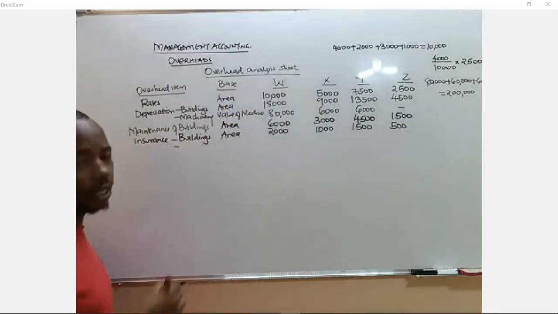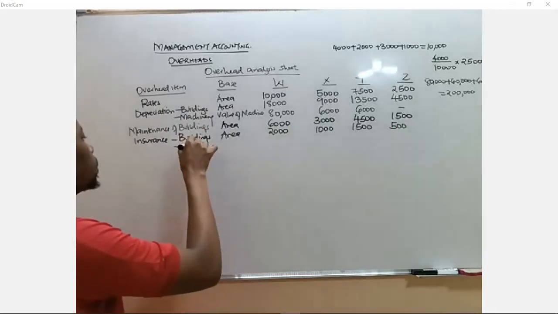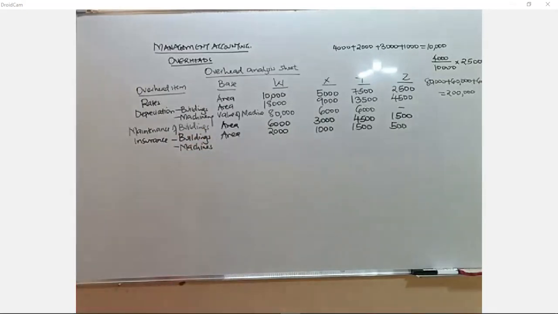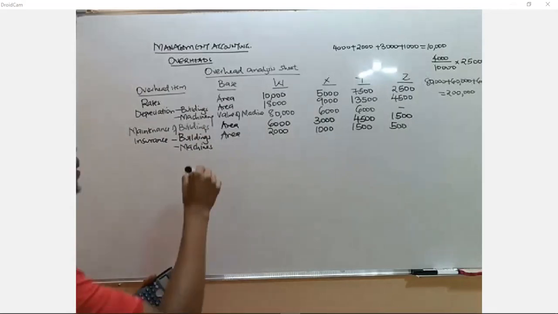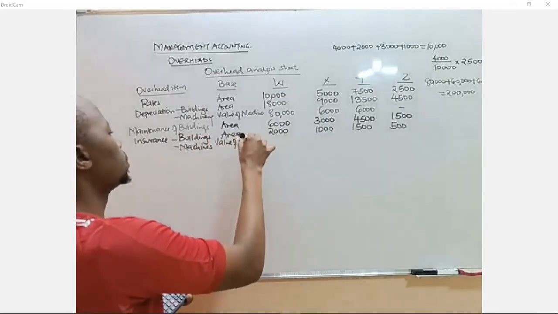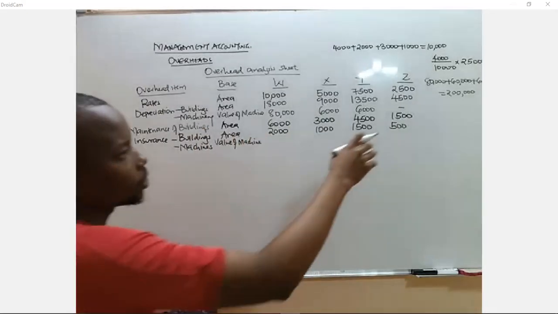The next one will be the insurance of machines. Under the insurance of machines, I can see the total is 4,000. You ask yourself, under the insurance of machines, what can I use? I can just use the value of machines. So for the value of machines, the total is 200,000.